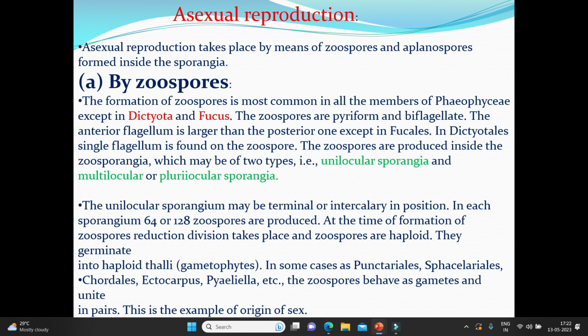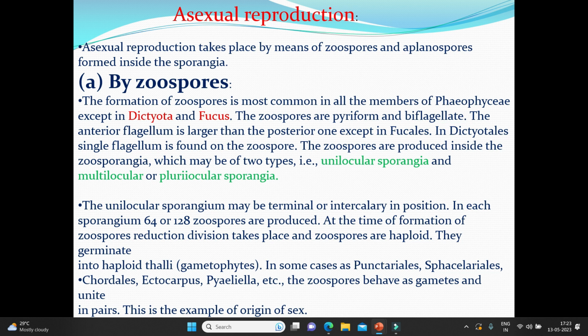The zoospores are pear-shaped and biflagellate. The anterior flagellum is larger than the posterior one, except in Dictyota, where a single flagellum is found in the zoospores. The zoospores are produced inside the zoosporangia, which may be of two types: unilocular and multilocular. The unilocular sporangia may be terminal or intercalary in position. In each sporangium, 64 to 128 zoospores are produced. At the time of formation of zoospores, reduction division takes place, and the zoospores are haploid and they germinate into haploid thalli.